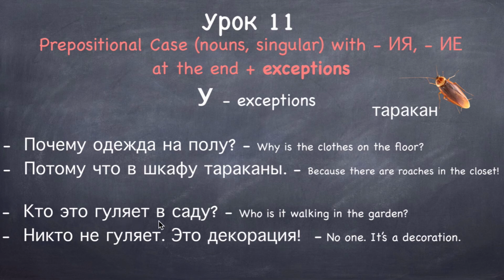Кто это гуляет в саду? Who is this walking in the garden? Кто это гуляет в саду? Никто не гуляет. No one is walking, no one is there. Again, we have this никто, no one. Это декорация. It's just a decoration.